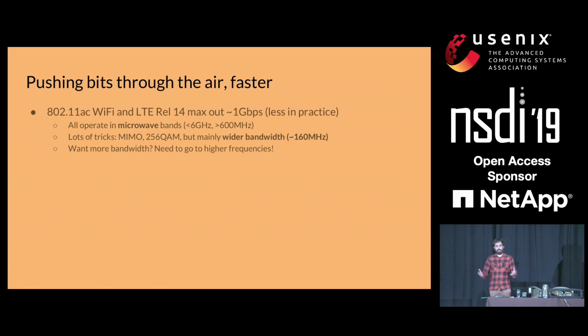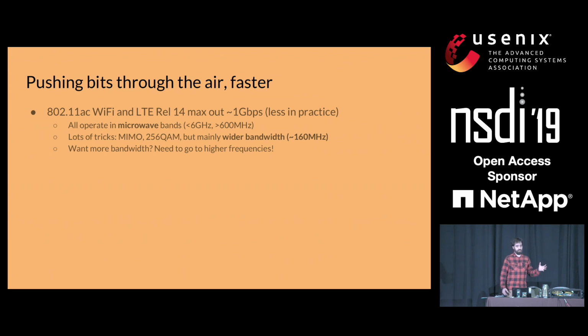So another application for wireless that we're all familiar with is communication. We want to push as many bits through the air as possible. And so if you look at some widely deployed wireless systems today, like 802.11ac Wi-Fi or LTE from release 14, to first order approximation, you might get a gigabit per second out of these radio systems, which is pretty good, but we'd like to do better than that.